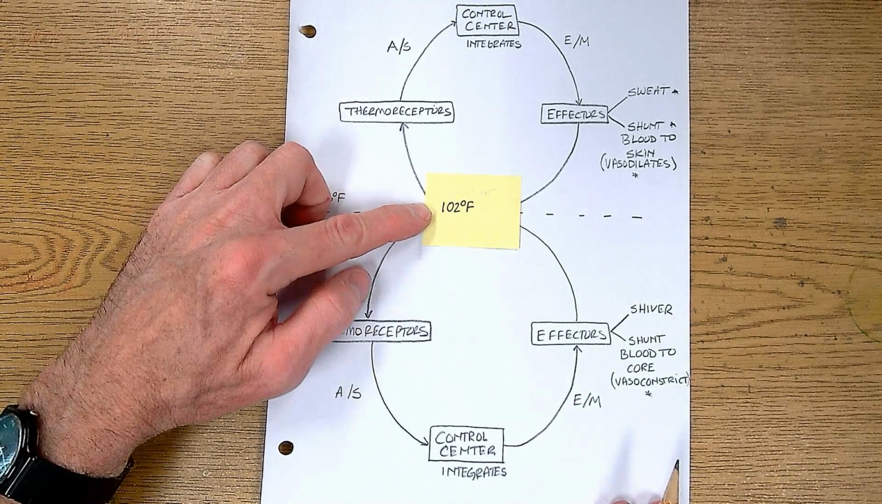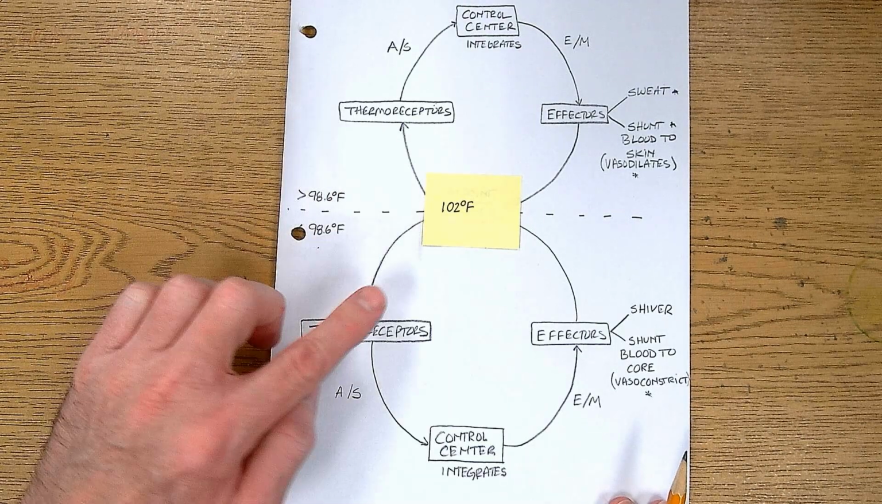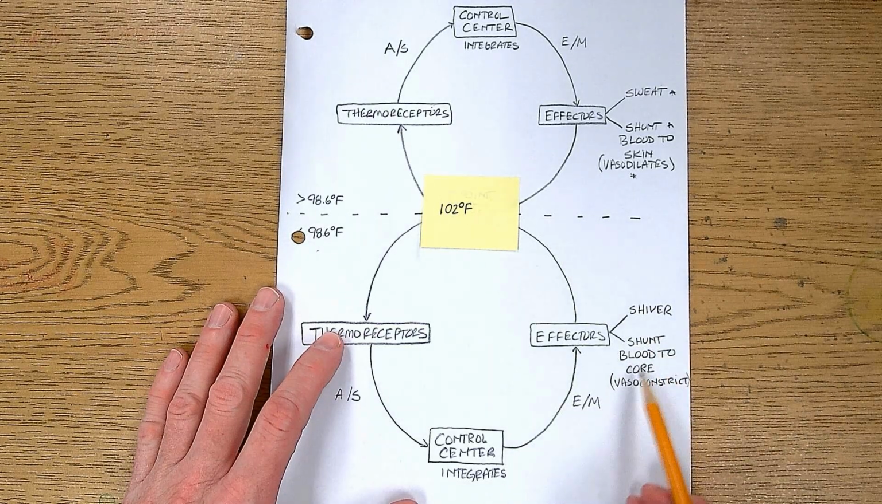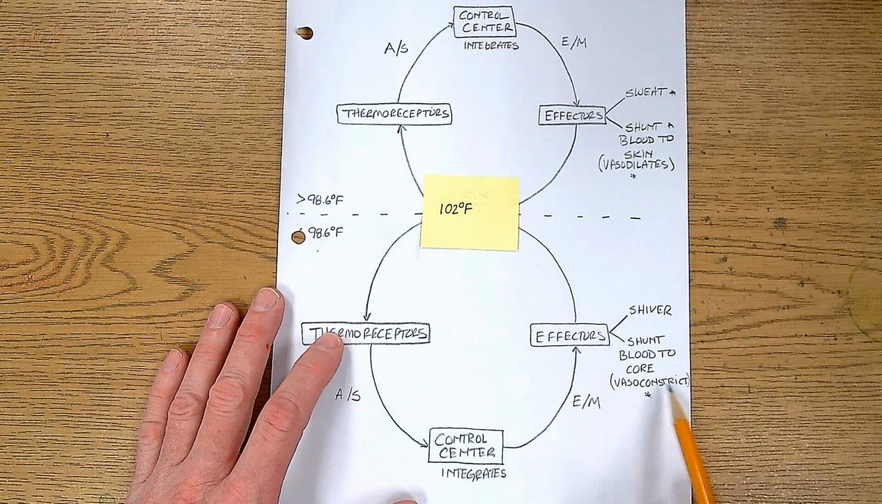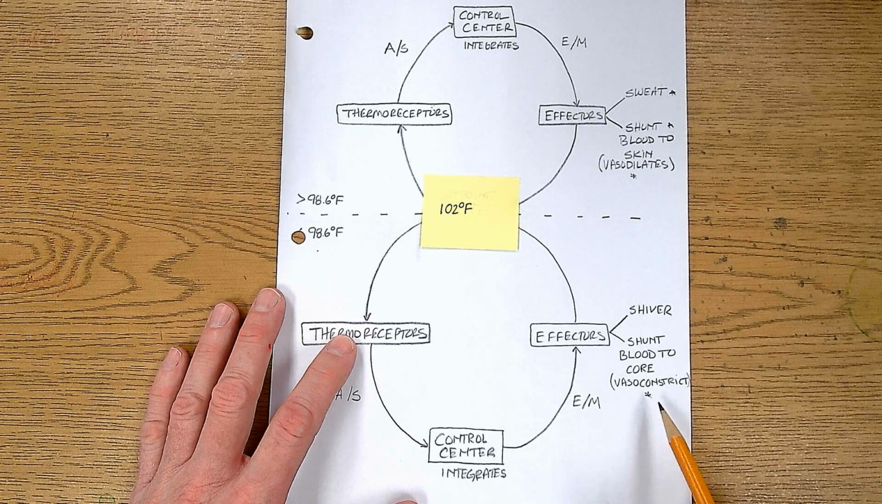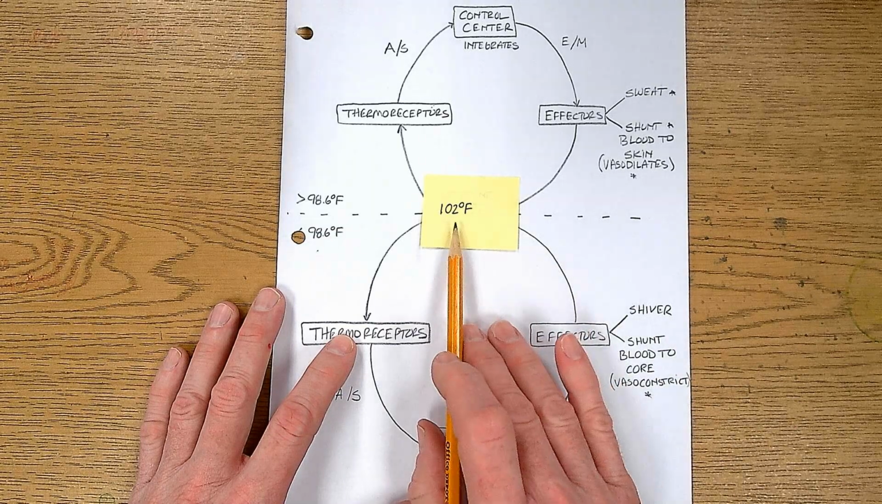So how do we get from 98.6 to 102? Well, we need to crank up the heat. And how we're going to do that is we're going to shiver, and we're going to shunt blood to the core by peripheral vasoconstriction. So you're going to look very pale, and you're going to be shivering and hiding under the covers until we get you to 102 degrees Fahrenheit.